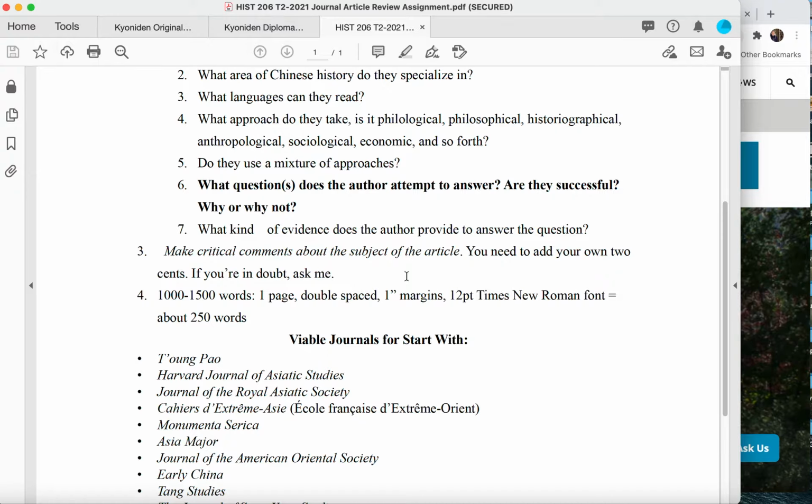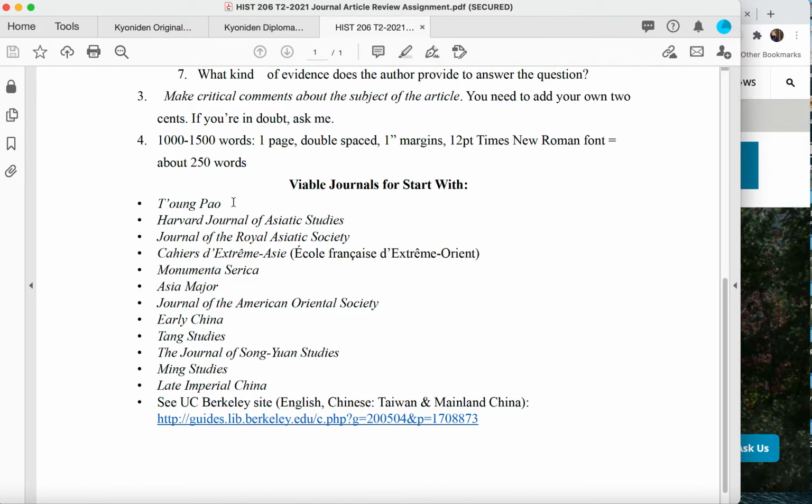What are some viable journals to start with? Viable means suggestions. These are arguably the best journals in the field, but it doesn't mean by any means these are the only ones you may look at. So we have T'oung Pao, which is one of the very best, the Harvard Journal of Asiatic Studies, the Journal of the Royal Asiatic Society, Cahiers d'Extrême-Asie, which is the School of the Far East in France, the École Française d'Extrême-Orient. Now, those articles are mostly in English since the 1990s. Monumenta Serica, Asia Major, the Journal of the American Oriental Society, Early China, Tang Studies, the Journal of Song-Yuan Studies, Ming Studies, Late Imperial China.